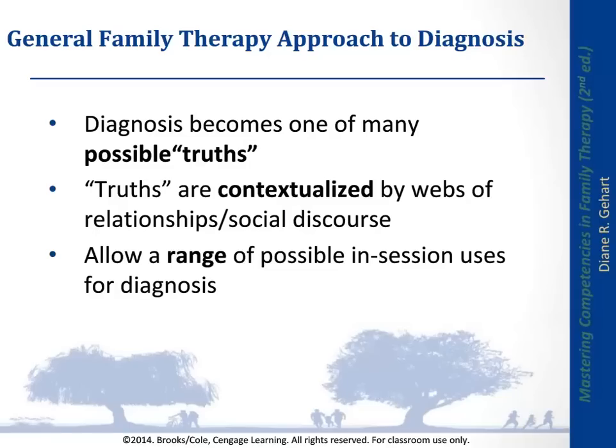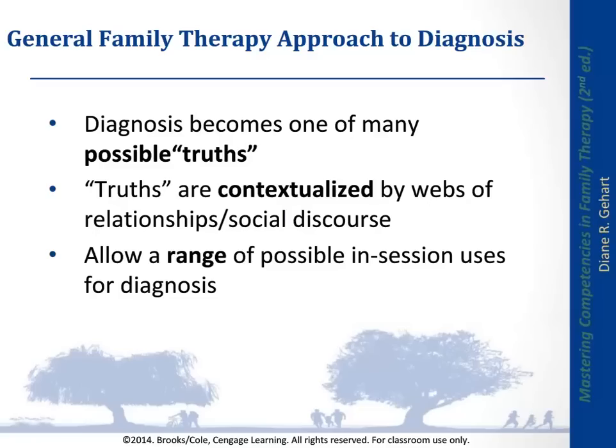And so look at how these truths are contextualized by the webs of relationship and social discourse around whatever clients are talking about. What does depression mean or anxiety mean within a particular family or culture? And how are they understanding those symptoms from their cultural background or family tradition or whatever that might mean?